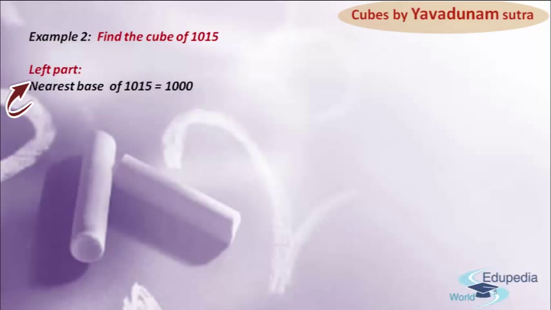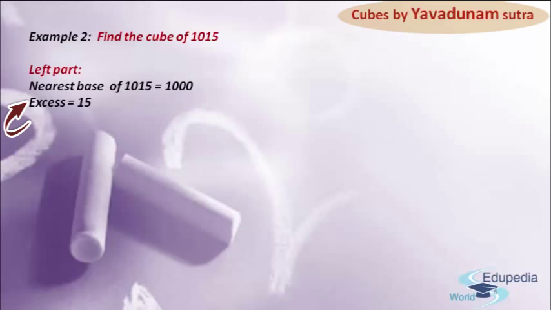After finding the nearest base, moving to step number 2, we have to find the excess. This excess is found by comparing the given number with the base. Here the given number is 1015 and the base we have got is 1000. If we compare these two numbers, we get an excess of 15, and this is taken as our excess.